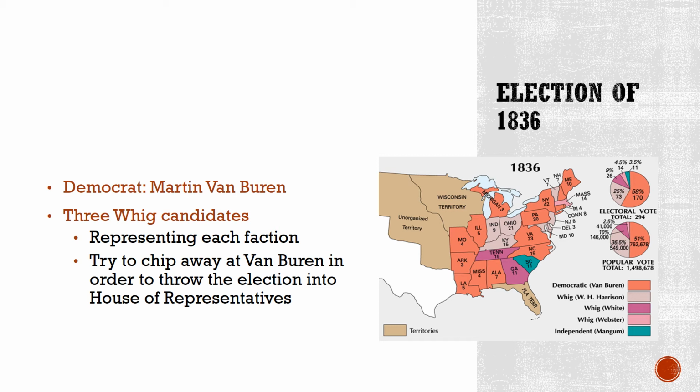Martin Van Buren, riding President Jackson's coattails, because remember, Martin Van Buren was Andrew Jackson's vice president, he wins 58% of the Electoral College vote. So he wins the election outright, and the Whig strategy fails.